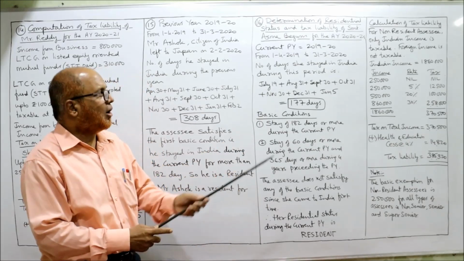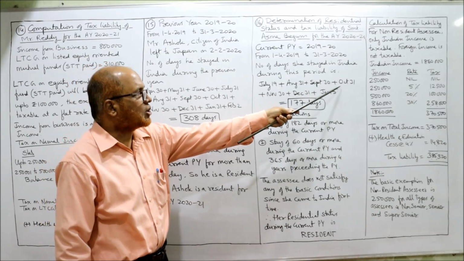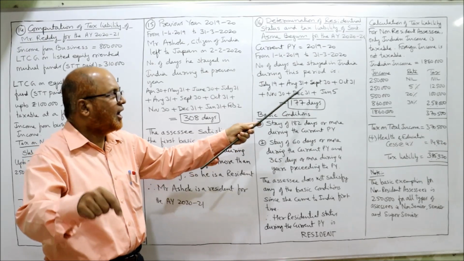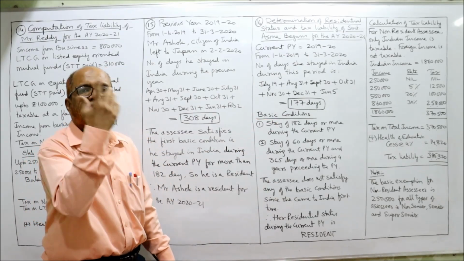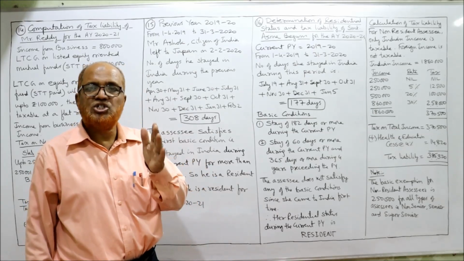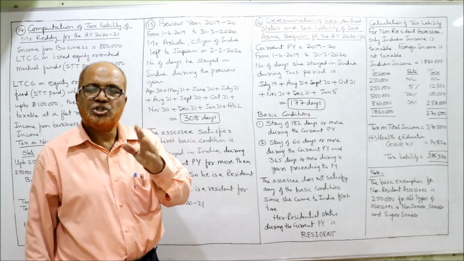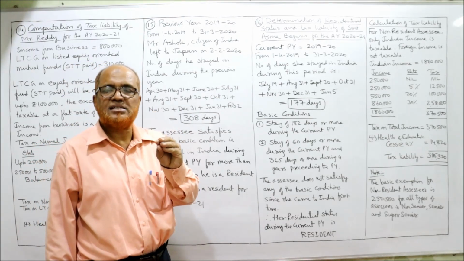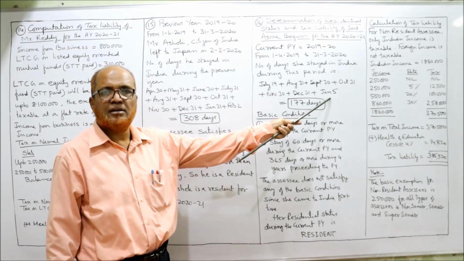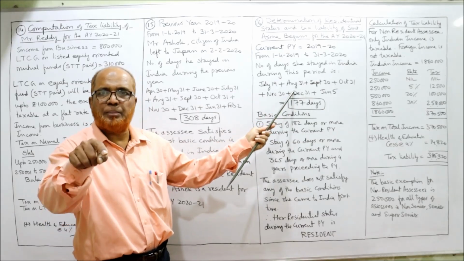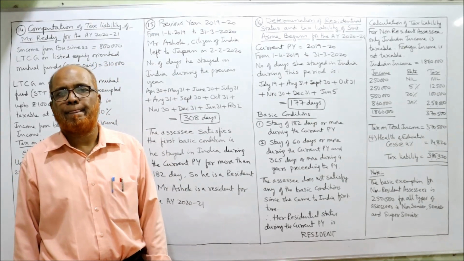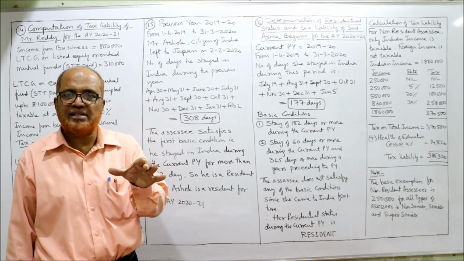Then after July, August 31, September 30, October 31, November 30, December 31. She stayed in India. And on January 5th, 3 p.m., she left India. That means 5 days of January she stayed in India. So these are the number of days during the previous year she stayed in India. If we calculate the total, it comes to 177 days.